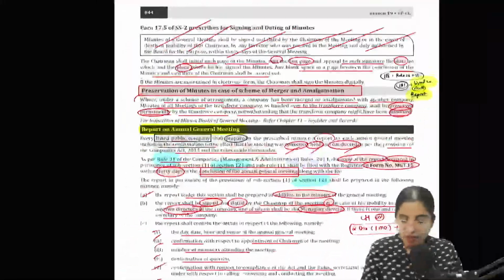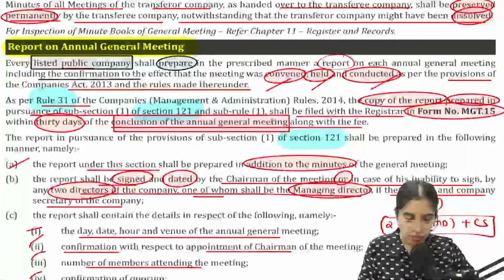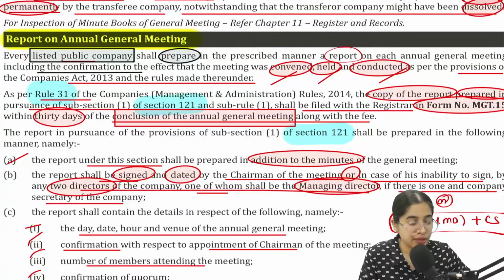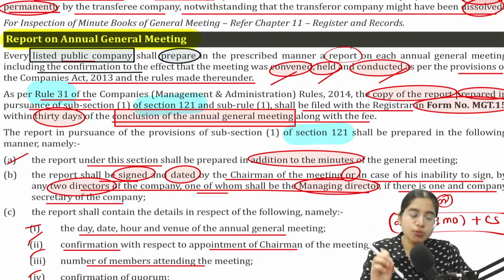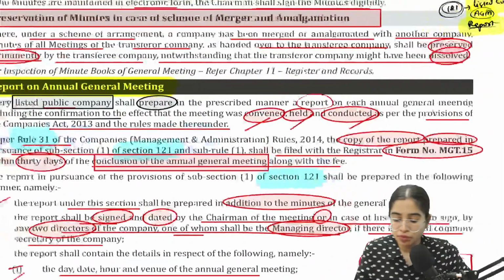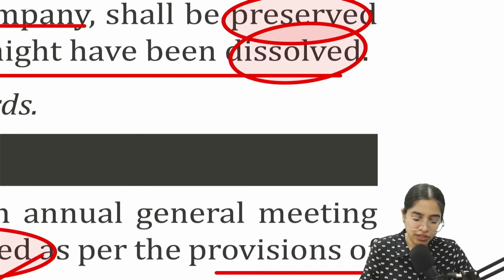Yes, here come to page number 844. There is a small section, report on AGM. 122 is a small section which is only for listed companies, only for listed public companies. It is the last section of this chapter. Your general meeting chapter will end here at 122.